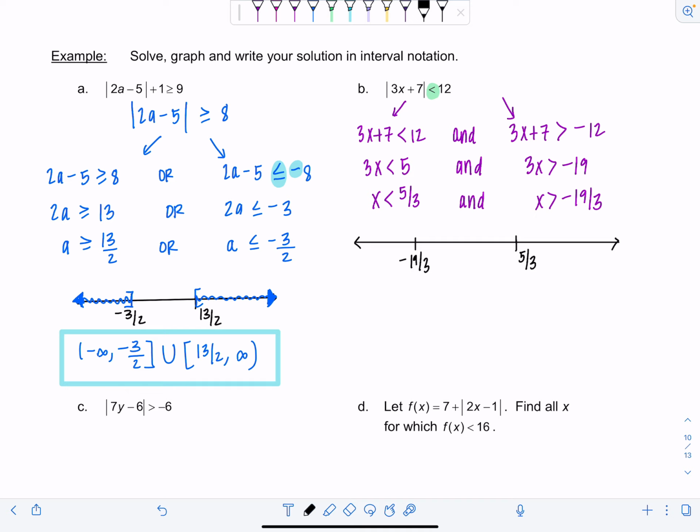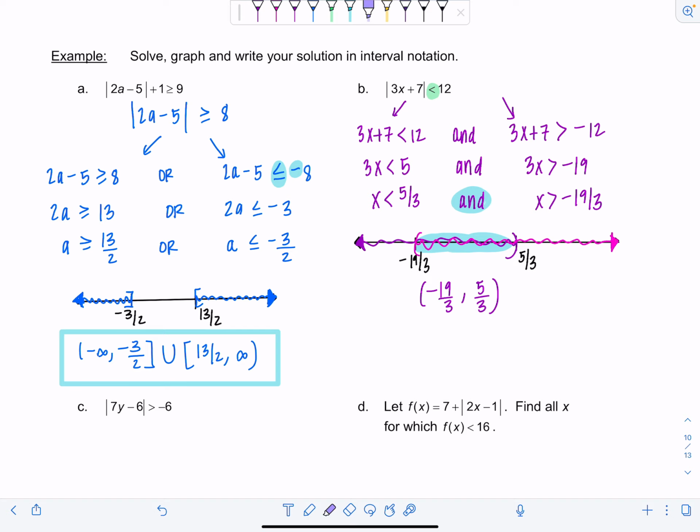So let's graph. x is less than 5/3, so that means parentheses, shade to the left, and x is greater than negative 19/3. Let me do that in pink. Parentheses, shade to the right. And then remember, when we have the word and, we're looking for the overlap, the intersection. So where do you see both purple and pink on the number line? Yes, right here in the middle. So our final solution in interval notation is just that portion in the middle where they overlap. So that would be from negative 19 over 3, comma, up until 5 over 3.